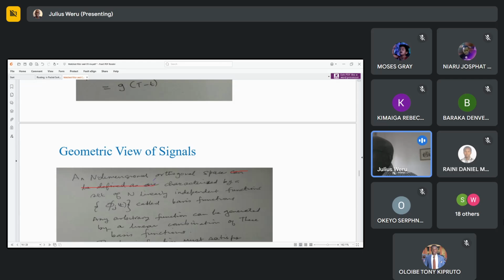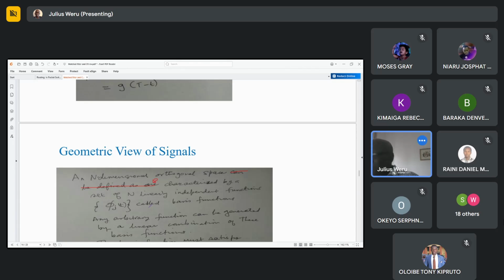I think "characterized" is a better term. I was trying to think of which word to use, and I ended up putting both. It is characterized by a set of n linearly independent functions phi_j of t, called the basis functions.